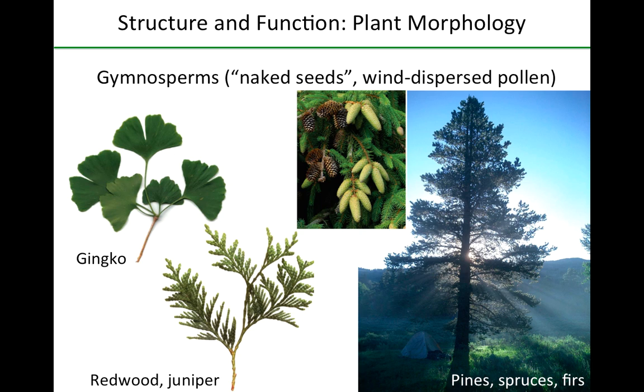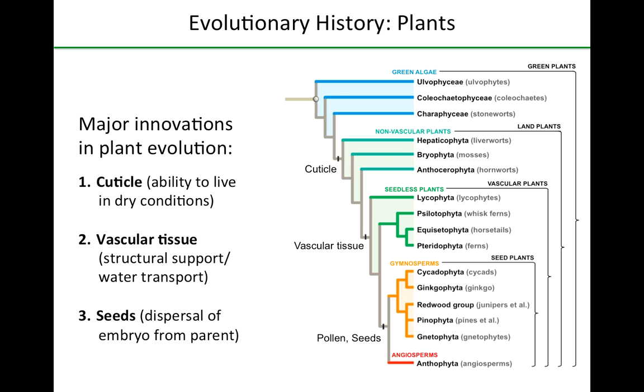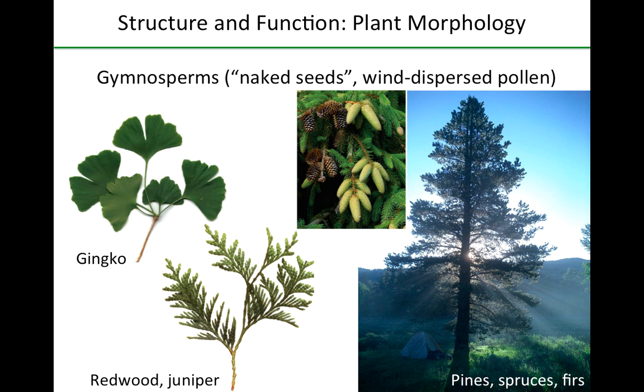So the gymnosperms and angiosperms, sorry, I'm going to go back. This split here occurred somewhere around 300 million years ago, and the gymnosperms started diversifying first. So they were the first to kind of take off in terms of starting to dominate the landscape. So gymnosperm literally means naked seed.